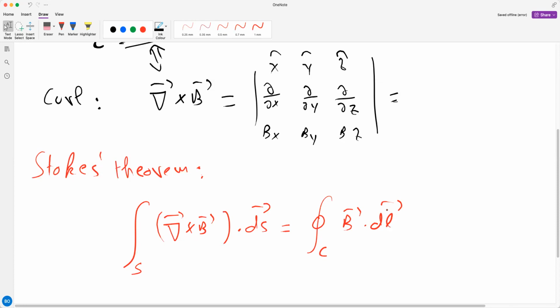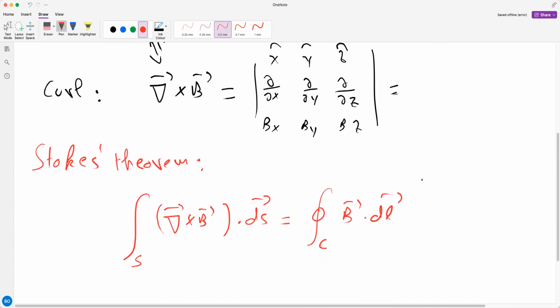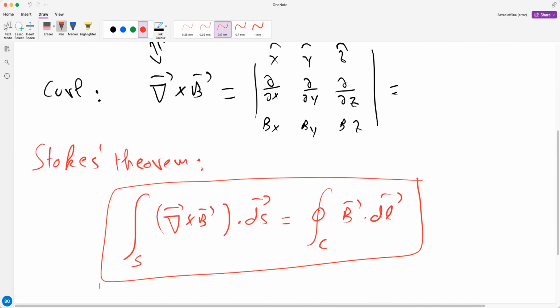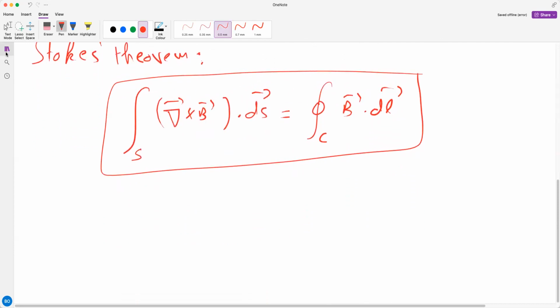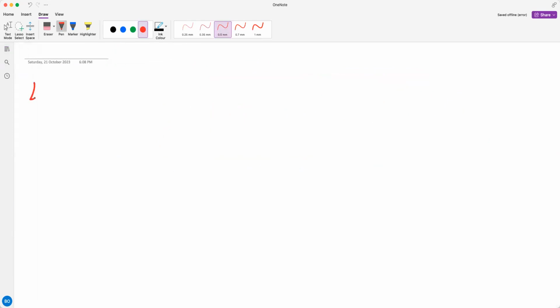So it's the curl of a vector. We need to keep this Stokes theorem in mind. I will give some exercises later. And the last one is the Laplacian operator.